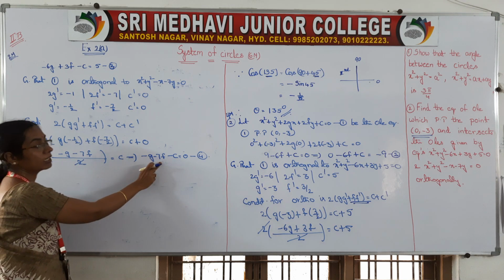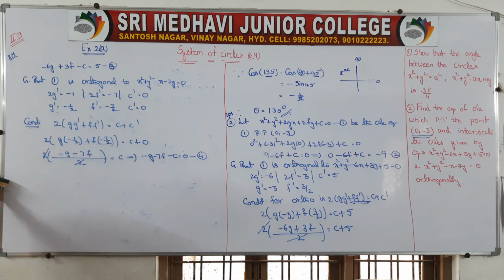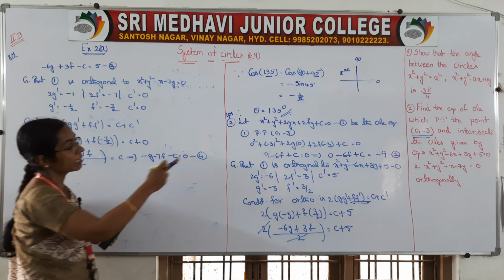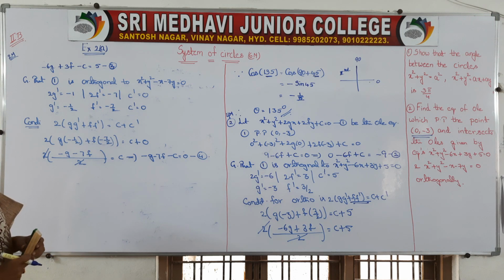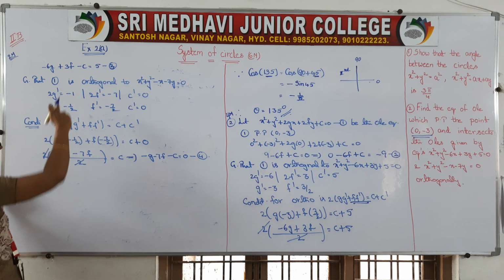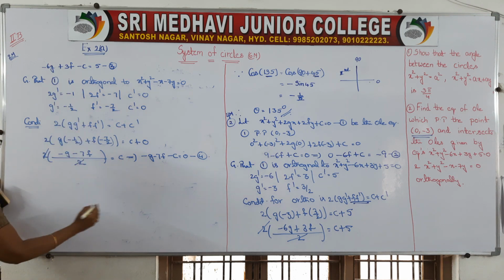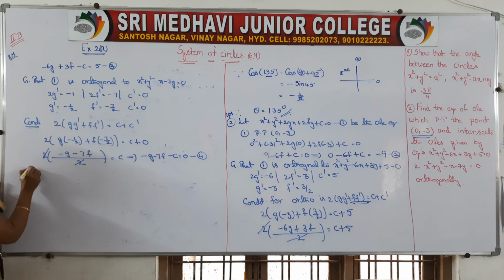Substitute, you got another equation. Okay, so now we have to solve these equations to get our g, f, c values. Observe your second equation and third equation. In the second equation, your c is plus, and in your third equation, your c is minus. That's why first we will take 2 plus 3.